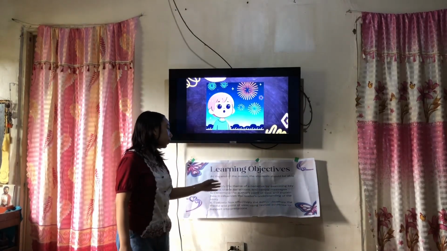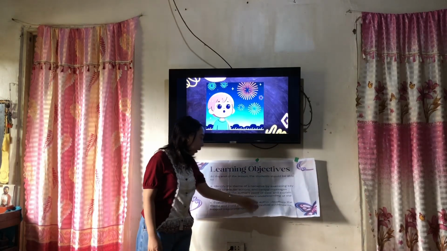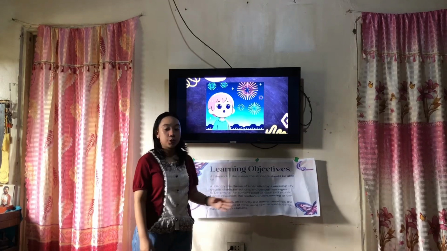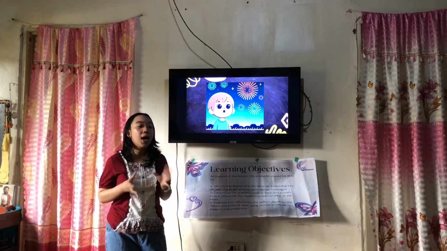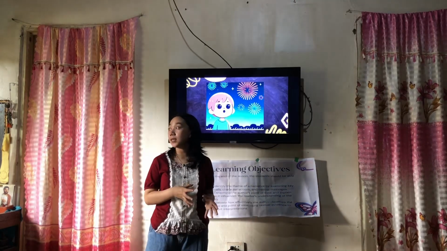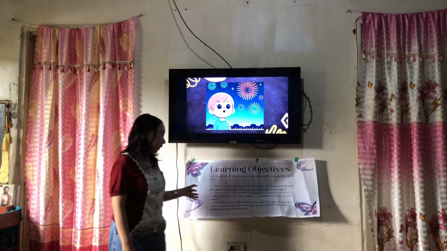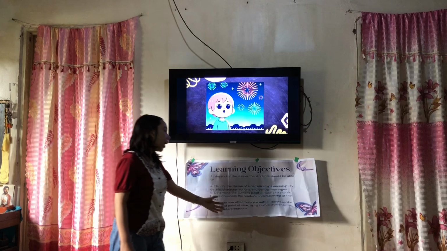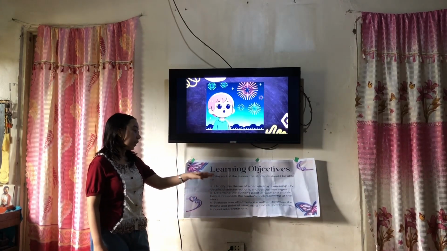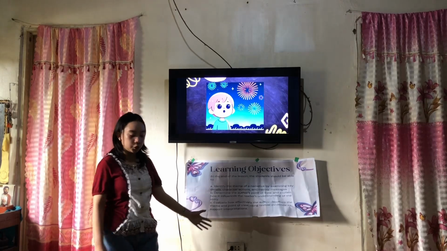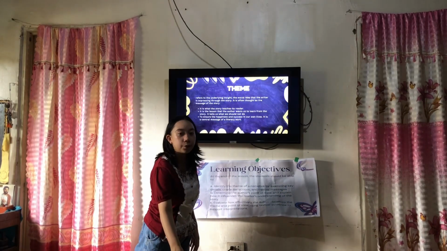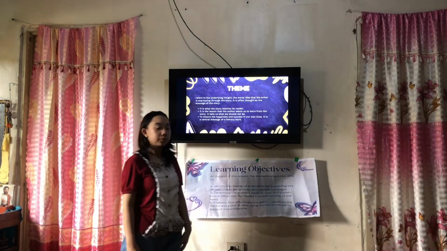And second, we will going to determine the author's point of view and explain how it influenced the reader's understanding of the story. So we will understand how the author's point of view changes the way we see the events and characters. And lastly, we're going to evaluate how effectively the author develops the theme and point of view using textual evidence to support interpretation. So, what is theme? Kindly read everyone, what is theme?